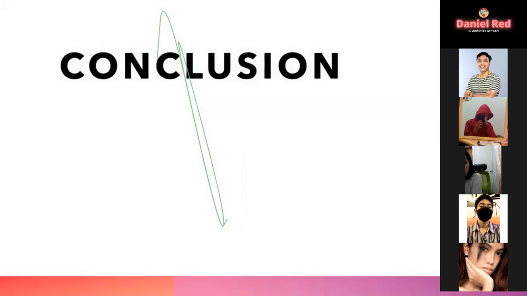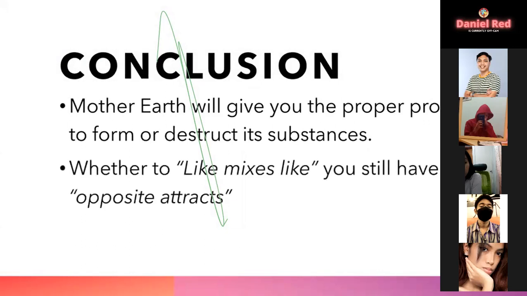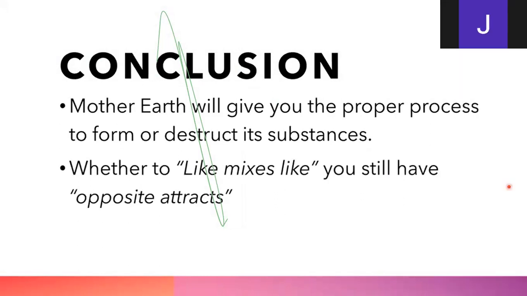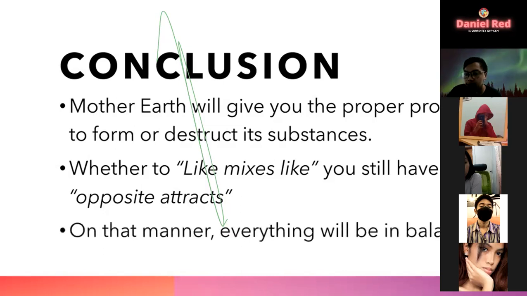So what is our conclusion now? Our conclusion is that Mother Earth will give you the proper process to form or to destroy its substances. Also remember that while like mixes like, you still have opposite attracts. It means that it doesn't matter if you have two of the same components, because we still have opposite attracts. Even though we are different from each other, we can still be attracted to each other. At the same time, everything will be in balance because of this particular principle.